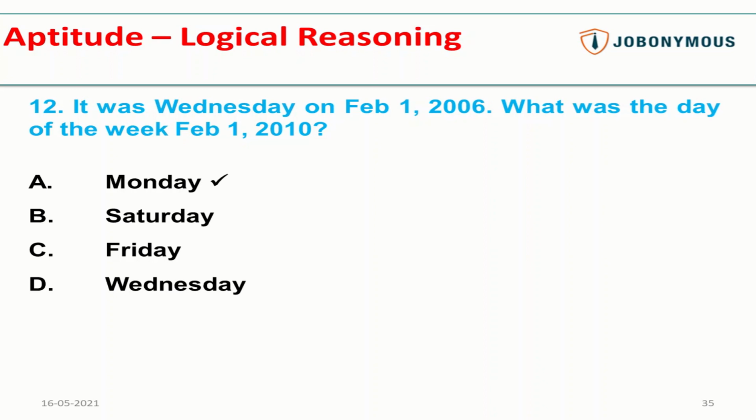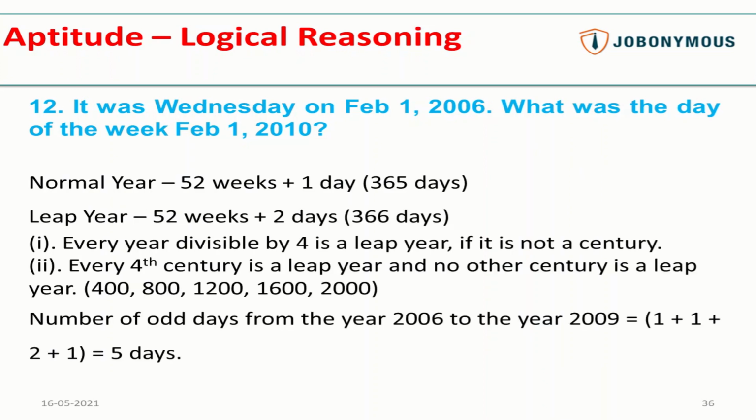So here you can use certain tricks, or you can say formulas you should know. A normal year consists of 365 days, which is equivalent to 52 weeks plus 1 day. So whenever you move on from one year to the other, one day will be an odd day. So if Feb 1, 2006 is Wednesday, then Feb 1, 2007 would be a Thursday. But in case of a leap year, there are 52 weeks plus 2 days. So there will be 2 odd days.